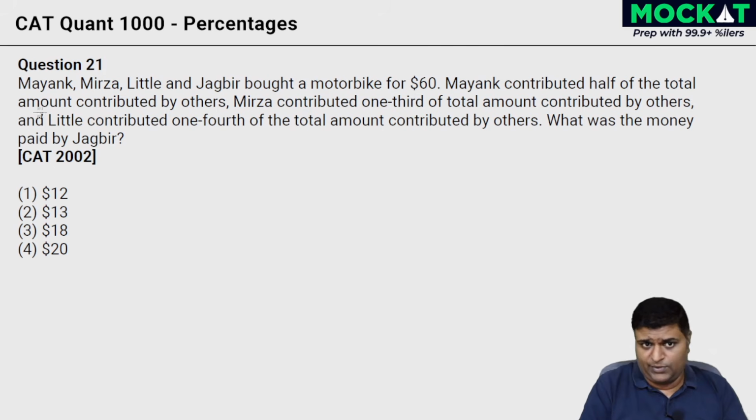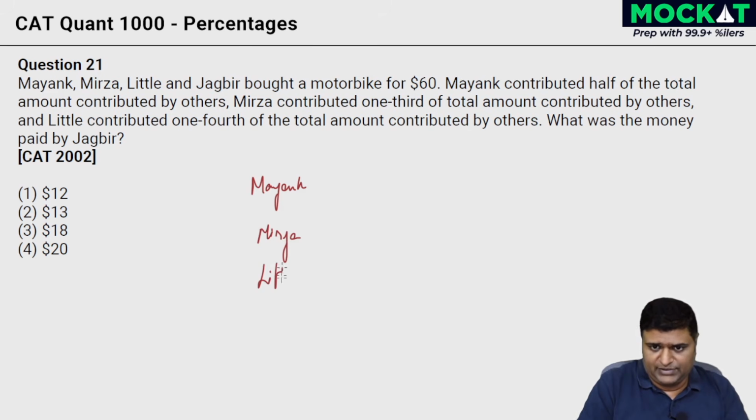Okay, on to question 21. Mayank, Mirza, Little and Jagbir bought a bike for $60. Mayank contributed half of the total amount contributed by others. Okay, now this is another standard type which comes up once in a while. You've got to be ready for this. And if you understand this approach, you should be able to quickly answer.